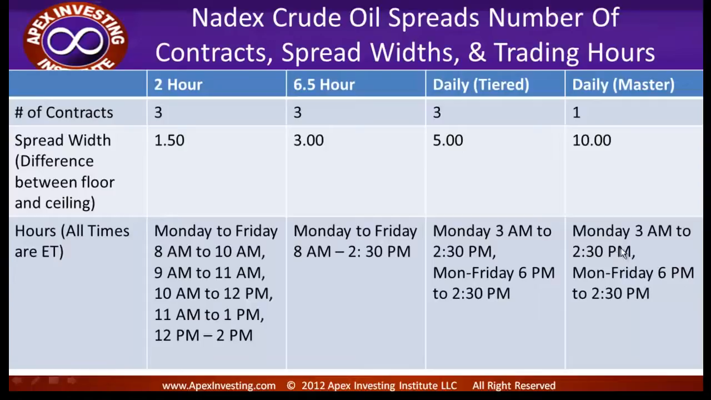One of the other things that's important to point out is the longer that the spread trades, the wider it is. So as you can notice, the 6.5 hour spreads are $3 wide, whereas the 2 hour spreads are only $1.50 wide. The daily ones that start as early as 6 o'clock in the evening and go to 2:30 the next day are $5 wide. And again, the widest spread, $5 above and $5 below the market, $10 wide total, starts trading at 6 o'clock and goes to 2:30 the next day, Monday through Friday.